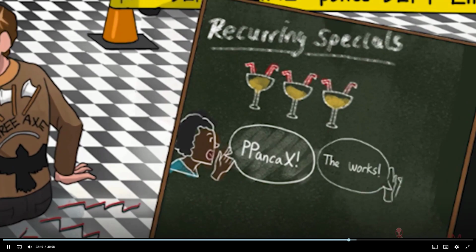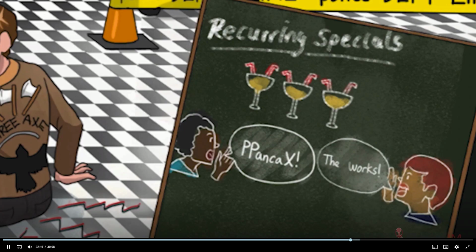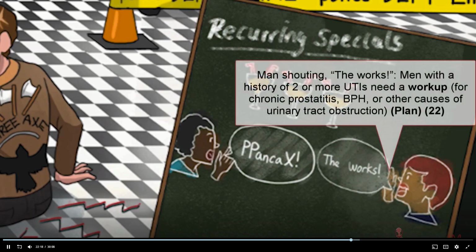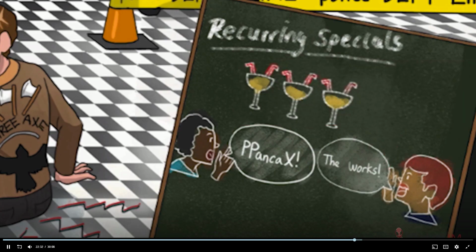In men, further urologic workup is not needed for the first UTI. However, men who have more than 1 UTI should be worked up for chronic prostatitis, BPH, or other causes of urinary tract obstruction, especially if the same strain of bacteria is isolated every time. It could be chronically leaking from that prostate.